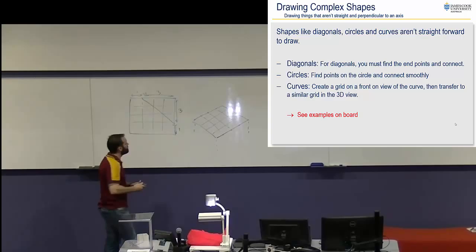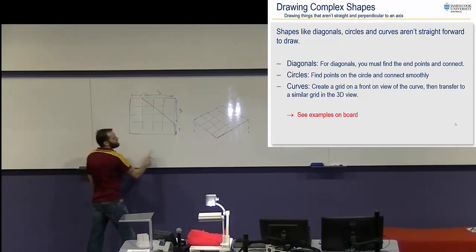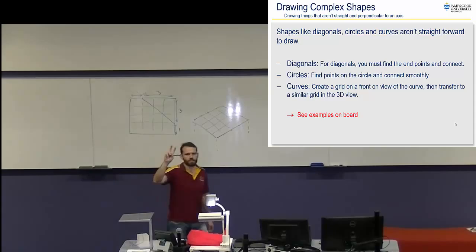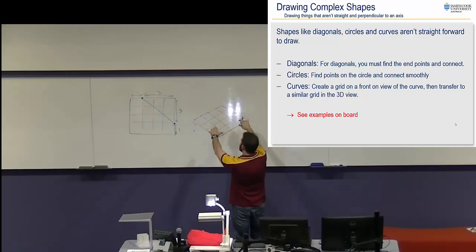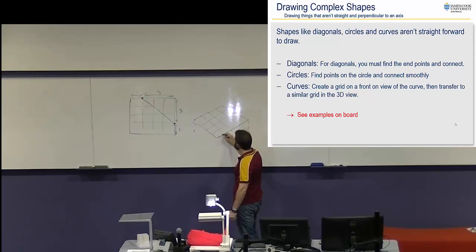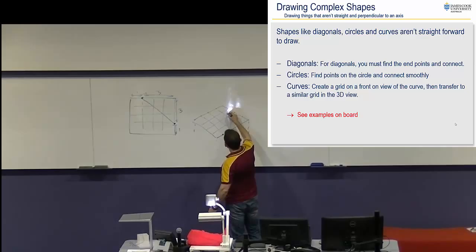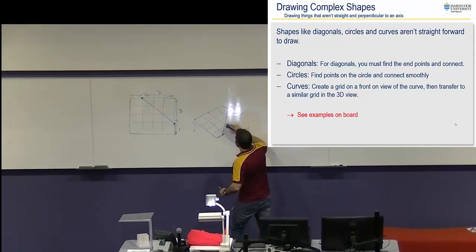So anything that hits a particular grid point in this one needs to hit the same grid point in this one. And I only need 2 points because it's a straight line and I join them up. So the 2 points I need are this one and this one. All right, so assuming I've laid it down flat, that's one back here and one up here. And then to get that diagonal, I connect them. Like so.